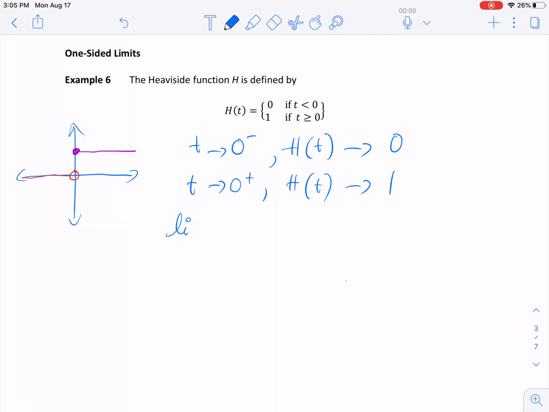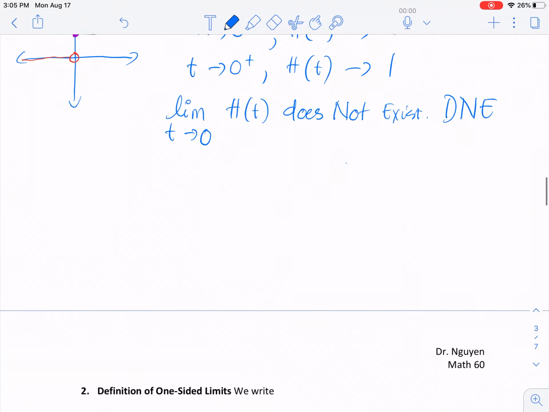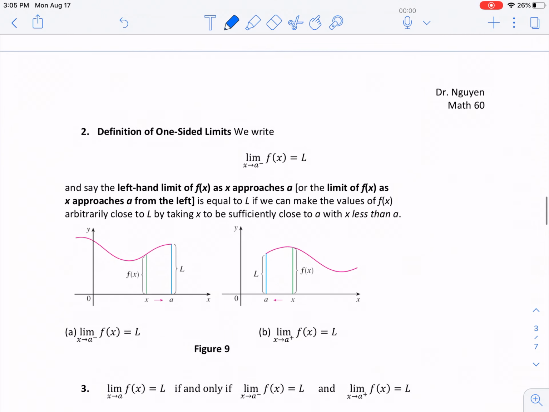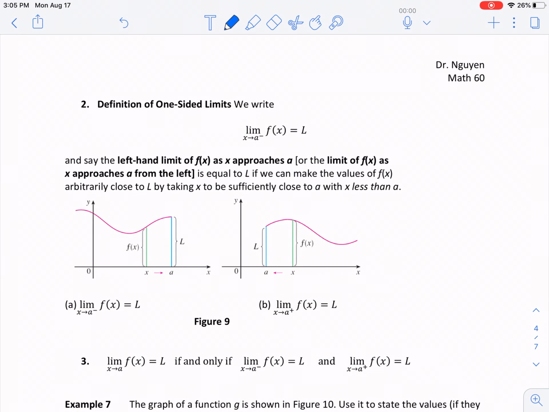Therefore, we can say that the limit as t approaches 0 does not exist. So we just write DNE. All right. So that's the definition of the one-sided limit. So you only look at the limit from one side.